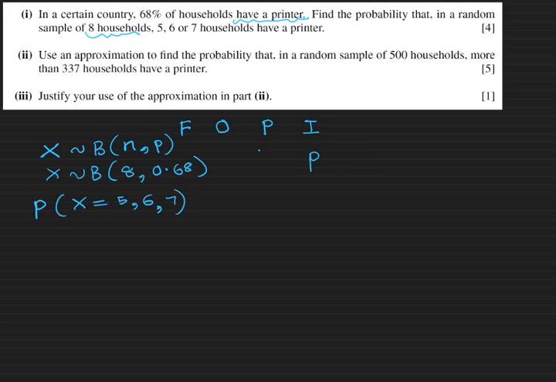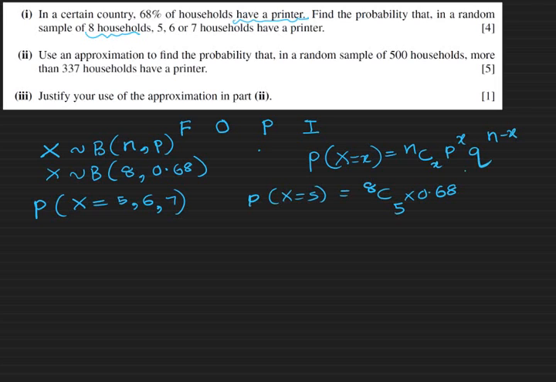So we know the probability formula. You can refer to the formula sheet. This is nCx p to the power x q to the power n minus x. So if you find P(X = 5), it is 8C5 × 0.68 to the power 5 × 0.3 to the power 3, because the q value is 1 minus p, so 1 minus 0.68. Likewise you can write P(X = 6) and P(X = 7) in this way.